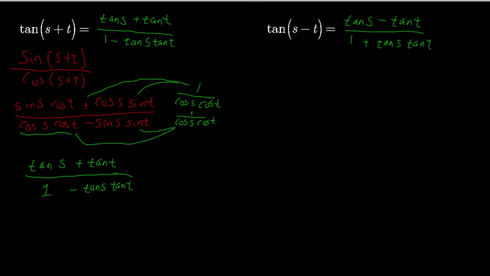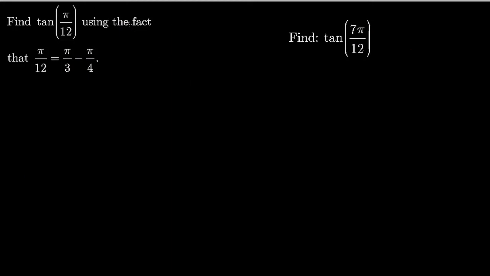Okay, so the example problem: pi over 12 is not an angle that we have memorized on the unit circle, but if we realize that pi over 12 is the same thing as pi over 3 minus pi over 4, we can use the tangent subtraction formula to get an exact answer for the tangent of pi over 12. Hopefully you can see that 1/3 is the same thing as 4/12, 1/4 is the same thing as 3/12, so 4/12 minus 3/12 is 1/12.